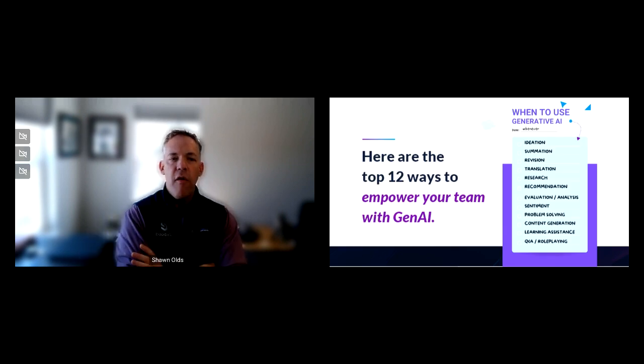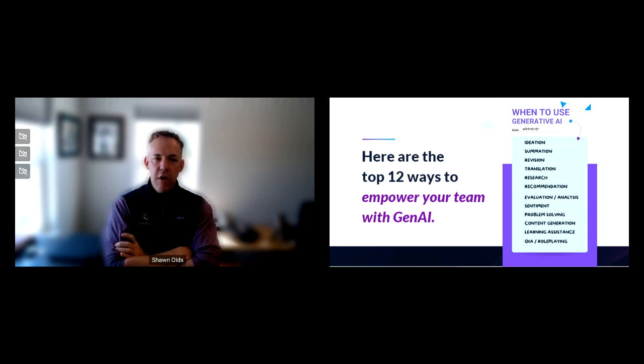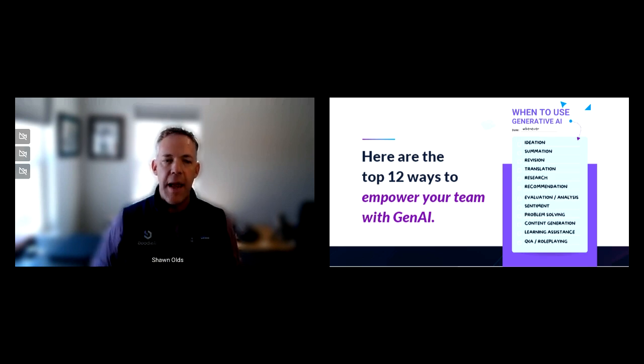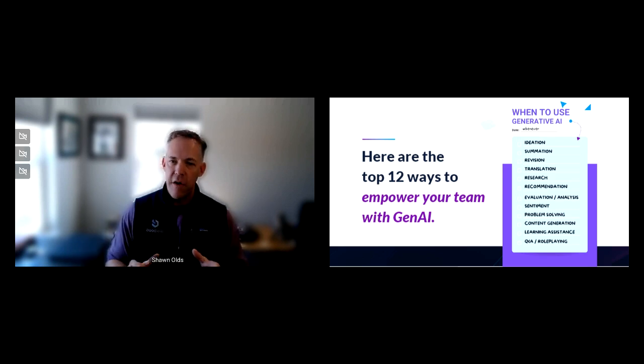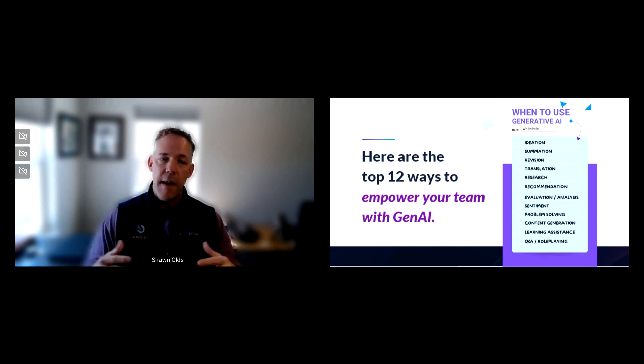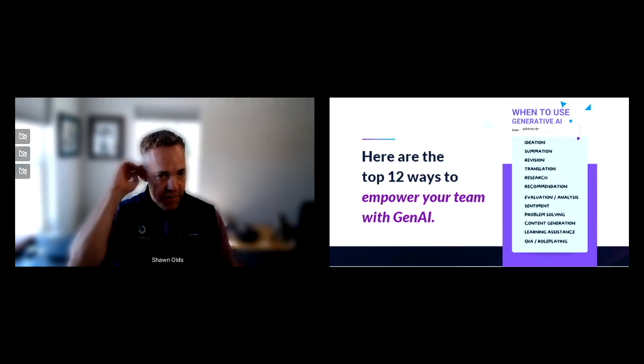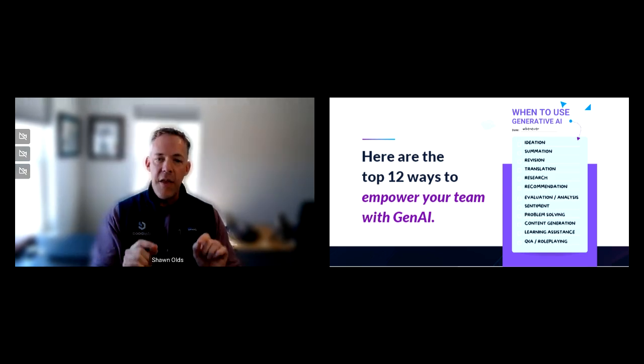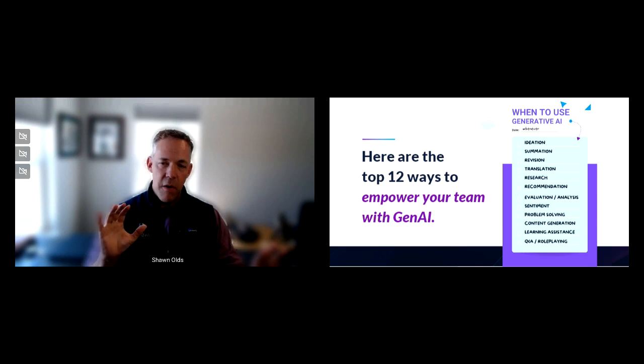So what are the 12 ways that we see teams using this? What are the 12 ways you can really empower your team with generative AI? And what's been interesting for us is this list of 12, and I'm going to run through examples of each of these today as part of this CFRE training, is these in the nonprofit space are the same 12 ways we see most for-profit organizations using it as well. At least in their first 30, 60, 90 days of adoption, these are kind of the common go-to things.